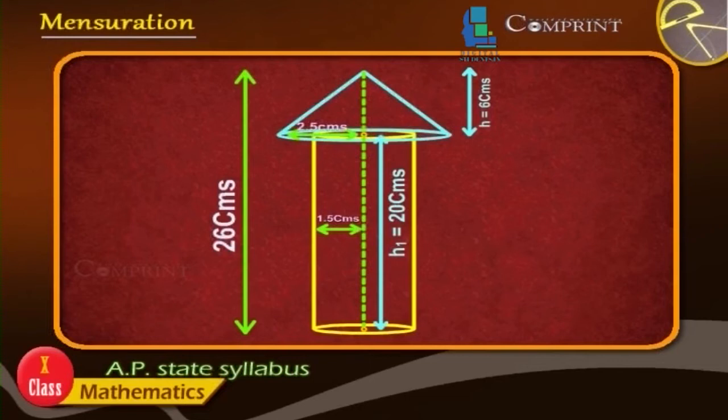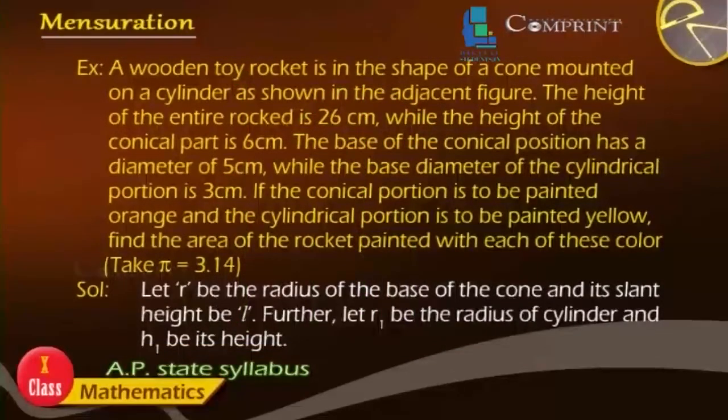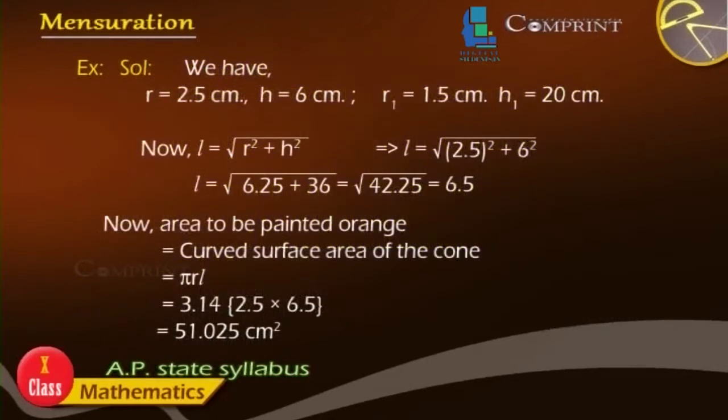Solution. Let R be the radius of the base of the cone and its slant height be l. Further, let R1 be the radius of the cylinder and H1 be its height. We have R = 2.5 centimeters, H = 6 centimeters, R1 = 1.5 centimeters, H1 = 20 centimeters.